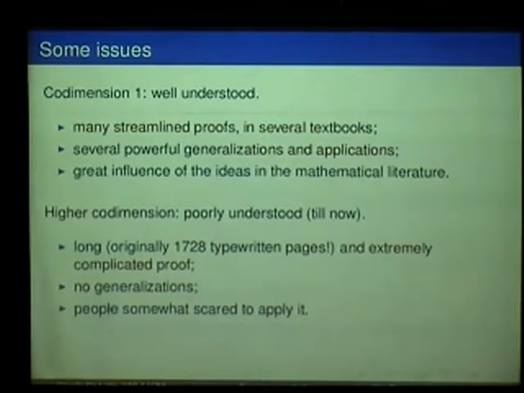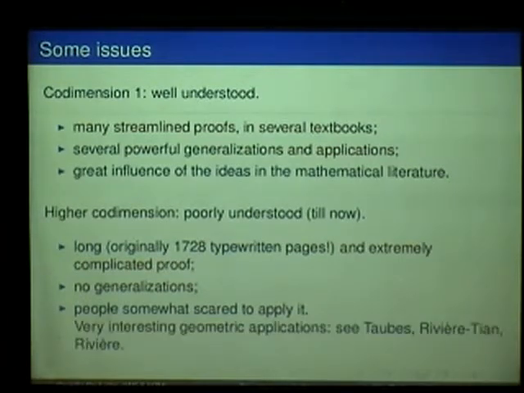And people were somewhat scared to apply it, although there are very nice geometric applications that came. For instance, there is work of Taubes, especially the work of Taubes on the equivalence between Gromov and Seiberg-Witten invariants, and then further work by Rivière and Tian, and Rivière. Of course, when you're trying to apply such a big machinery to prove something, you are slightly nervous, right?